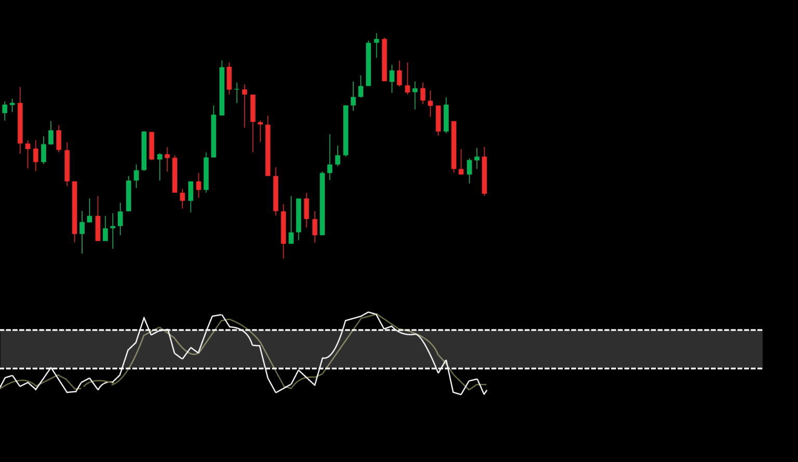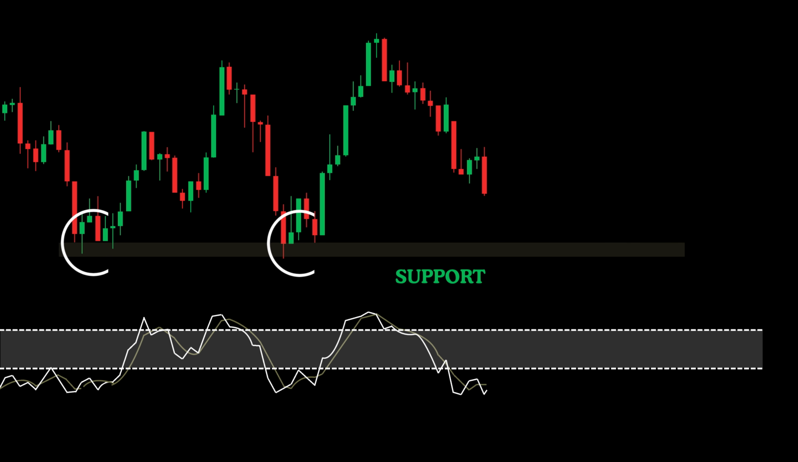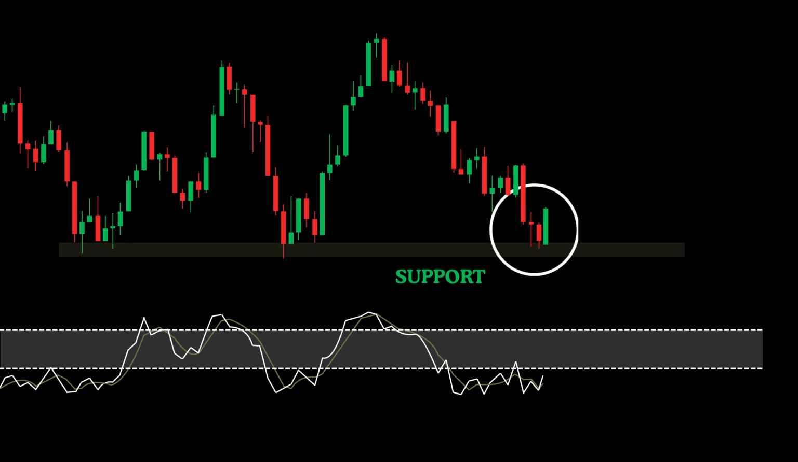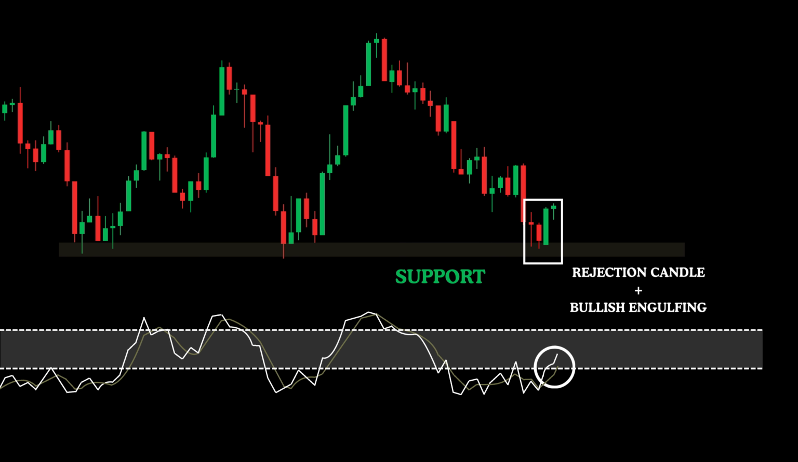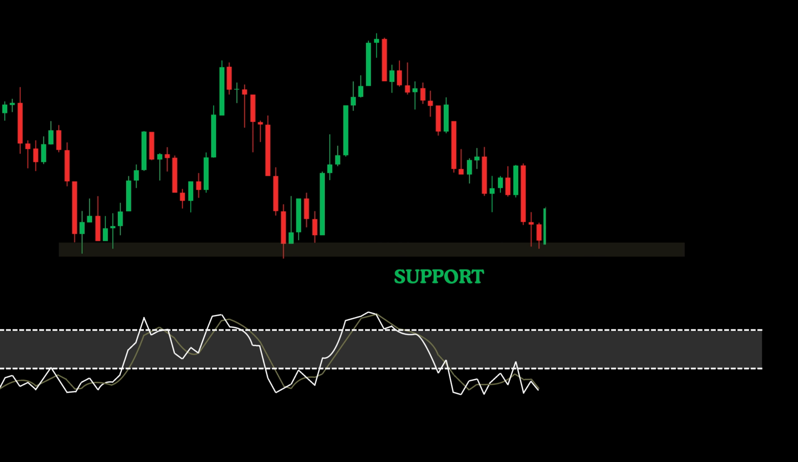Let's examine another example. Here, you can see a support level. Whenever the price approaches this support, the Stochastic is also in the oversold zone, and then the market reverses. Now, the current price is at the support level, with the Stochastic also in the oversold zone. We need to wait. Once the Stochastic breaks the oversold level and moves upward, we can enter a buy trade here.